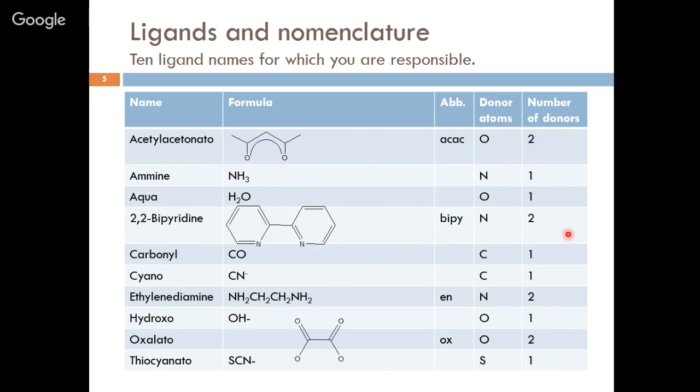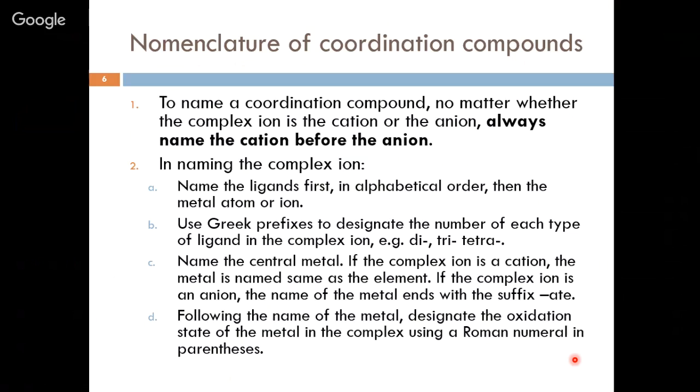So these are the ones that you are responsible for. You should know the names and the structures and whether they're mono or bidentate. All right, so we have some very complicated naming rules for coordination compounds. To be perfectly honest, coordination compound names are so complex that in most papers, the name is given once and then the formula is used for the rest of the paper. But we need to know how to name them because the names do come up.